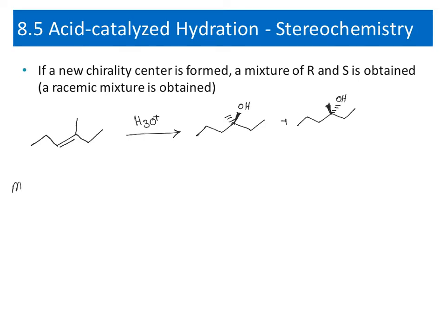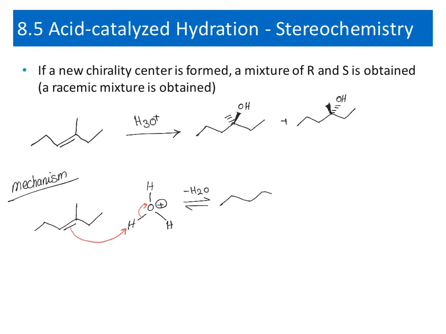Okay, now let's look at the mechanism here. So again, in the first step, we have our proton source, which is the hydronium ion, and the alkene is the source of electrons, so a proton transfer can happen to form a carbocation intermediate. So the proton will be added to the less substituted position to form the more stable carbocation.